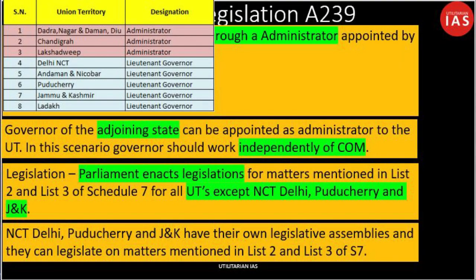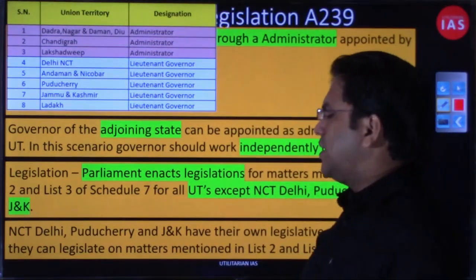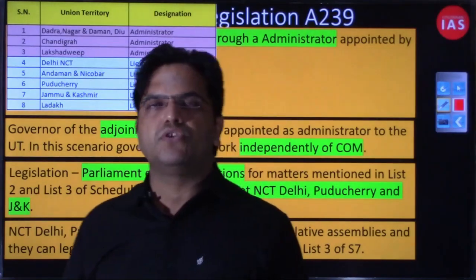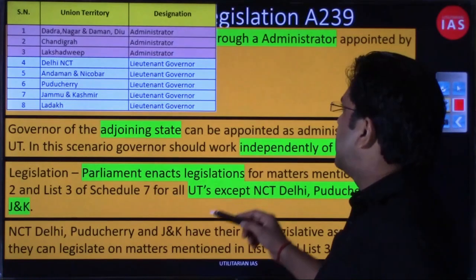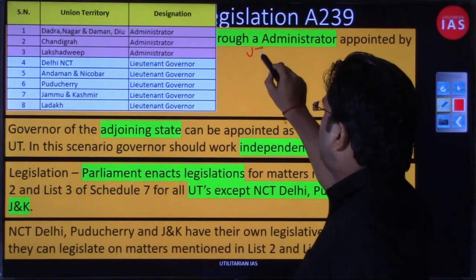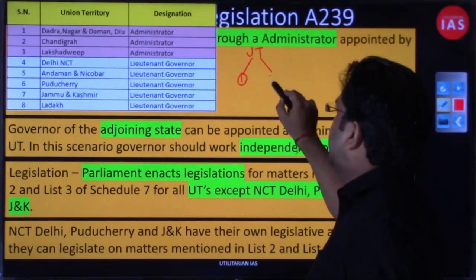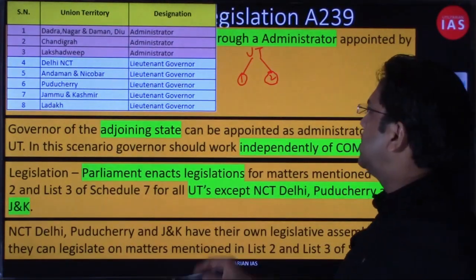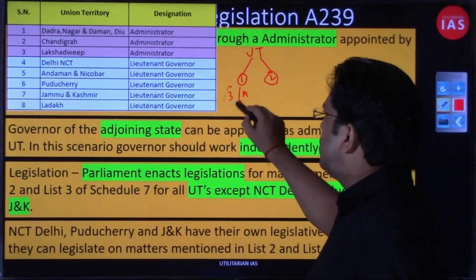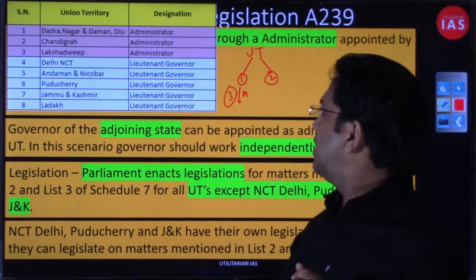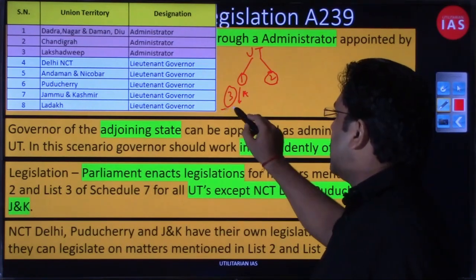Now let us start talking about legislation, that is, which body is going to enact the legislation for these union territories. In the case of states, it was the assembly which was enacting these legislations. What will happen in the case of union territories? For the purposes of legislation, we will divide union territories into 2 categories, category 1 and category 2. In category 1, let us put all those union territories which have their own assembly. You have these 3 union territories, Puducherry, NCT of Delhi, and the recently created Jammu and Kashmir, which have their assemblies, right?